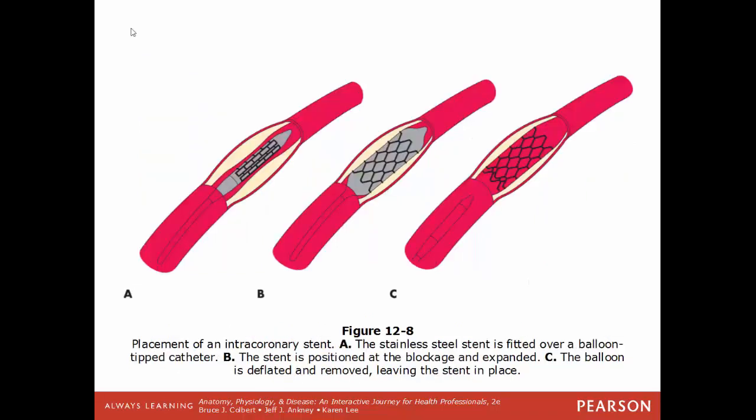Alright, in this illustration we have placement of an intracoronary stent. The stent is fitted over a balloon-tipped catheter. It's fed into the vessel where it's needed. The stent is positioned in place right at the blockage, and then it is expanded with the balloon being inflated. The balloon is deflated and then removed, and then the stent will stay in place, holding open the obstructed area.